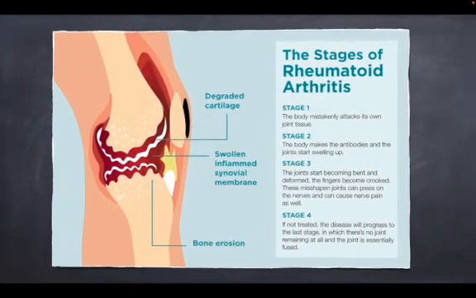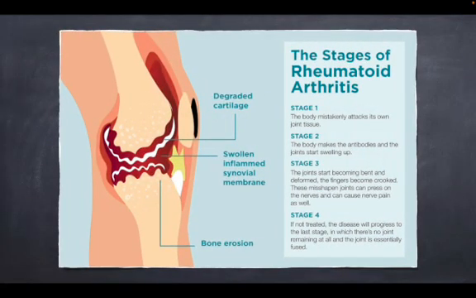The stages of rheumatoid arthritis. Stage 1, the body mistakenly attacks its own joint tissue. Stage 2, the body makes the antibodies and the joints start swelling up.